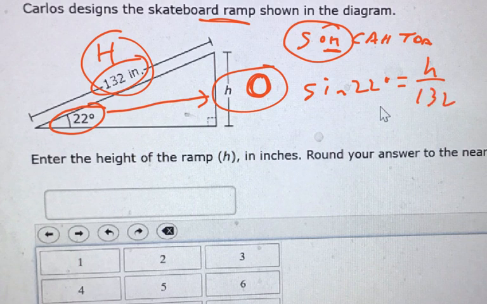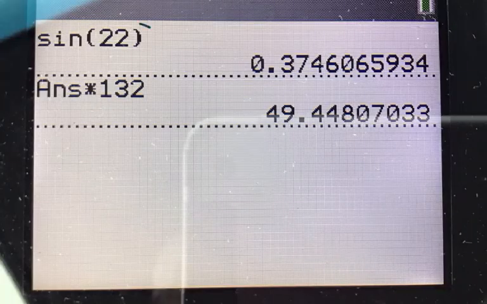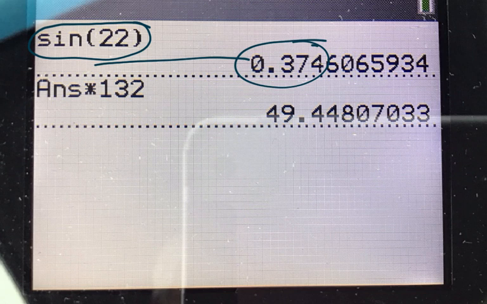So this time we're going to do the sine of 22, and we're going to times by 132 to get rid of divide 132, and we'll find the height of the highest point of our ramp here. So here we go. Sine of 22. We take this answer times 132.